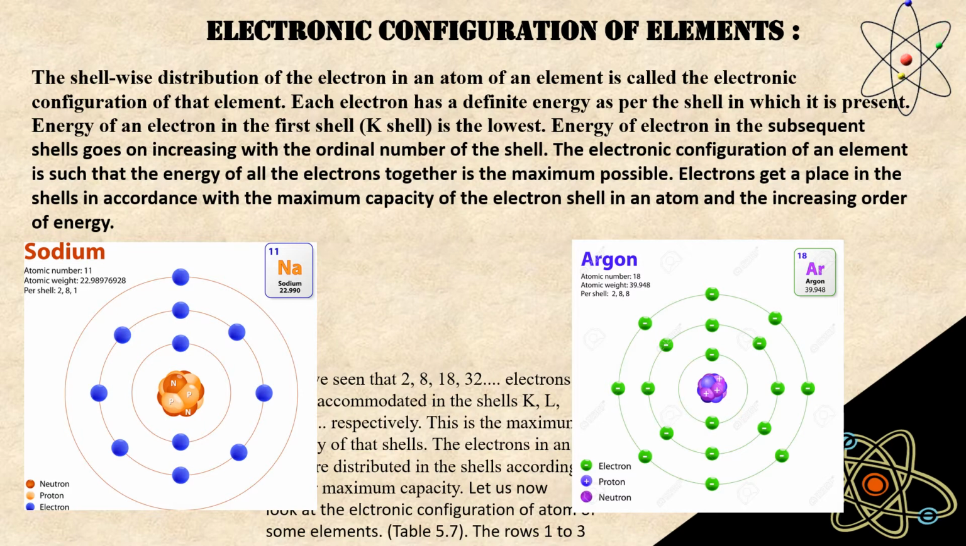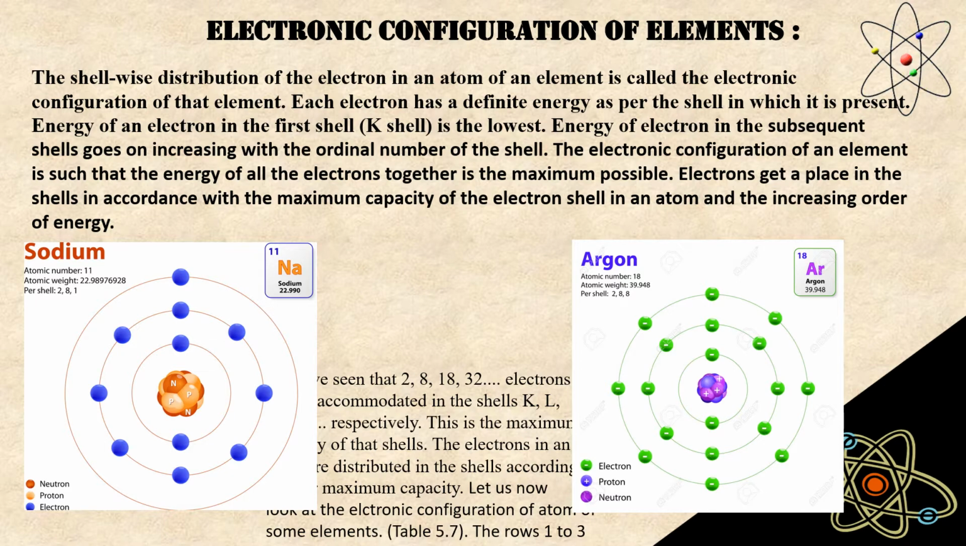Now next, a very important thing, that is electronic configuration of elements. When I talk about elements, you have already learned about how the electrons are accommodated in the shells, that is K, L, M, N respectively. Now remember how the shell is arranged around the nucleus, उसके अंदर किस तरीके से electrons distribute हुए हैं atom के अंदर, उसे कहते हैं electronic configuration of the element.